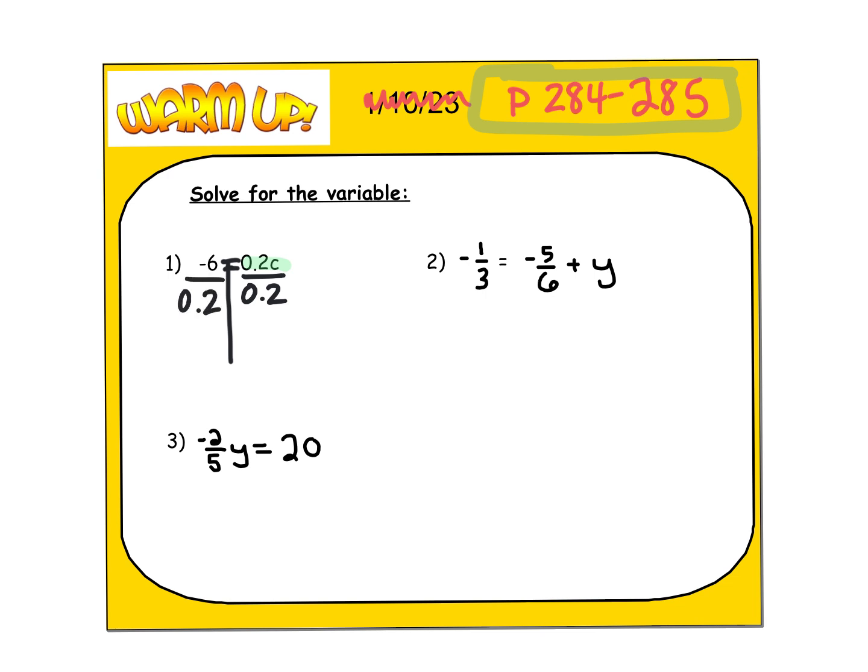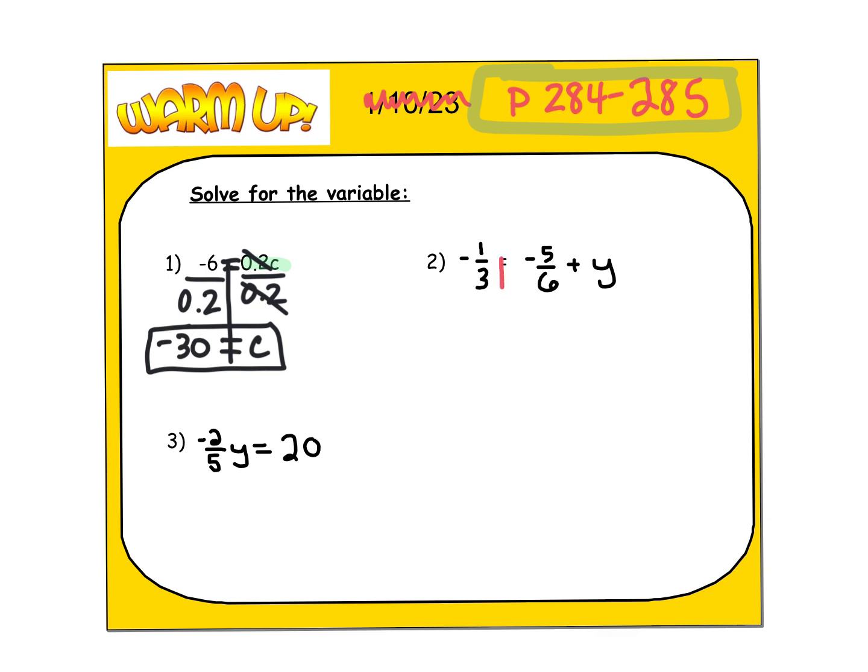So you can grab your calculator and type in 6 divided by 0.2. And I end up with, over here, 0.2 divided by 0.2 is just 1C. And then negative 6 divided by 0.2 is negative 30. So there is my solution to this equation. Okay, so that's one type we did yesterday.